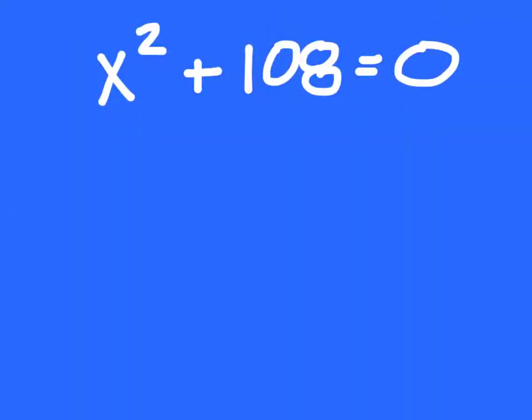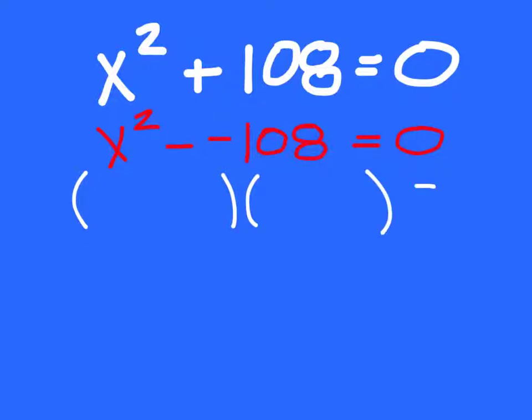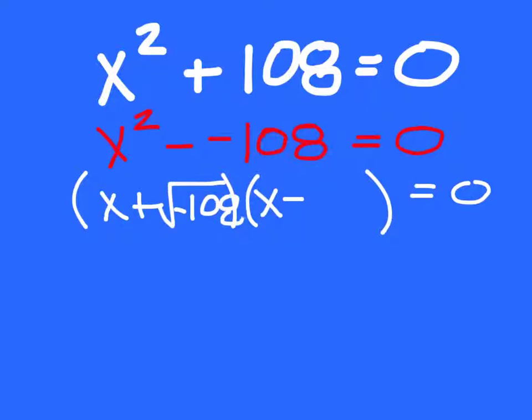Here's example 1. I have x squared plus 108 equals 0. So what I do first is rewrite it as x squared minus a negative 108. That'll technically give us a difference of 2 squares, even though 108 is not a perfect square. So then we have to factor out. You'll have x plus minus, and then you put in the square root of negative 108.